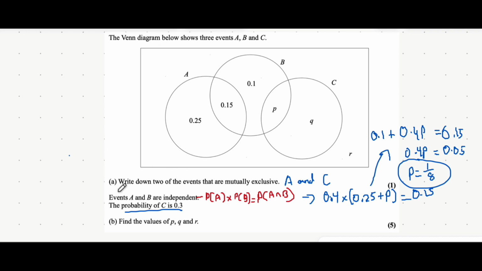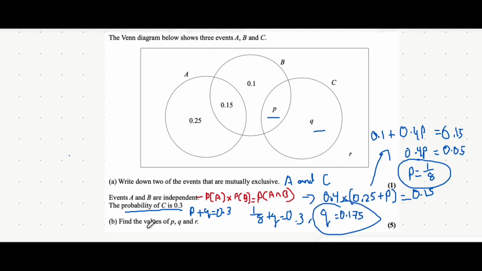Great. The next part of the question tells us the probability of C is 0.3. I'm hoping that you notice that everything it gives you in a question has some sort of purpose. Now the probability of C is P plus Q. Everything in the circle of C is 0.3. Because we previously found the value of P, we can just substitute that into this equation and we can find the value of Q. So we can say 1/8 plus Q equals 0.3. Take away 1/8 from both sides and you'll get that Q is equal to 0.175.